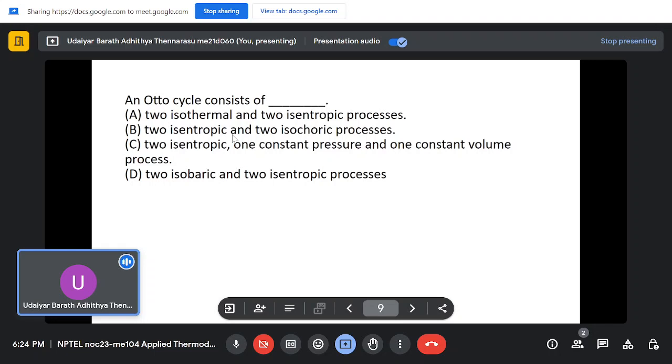Option C is the dual cycle. We have two isentropic, one constant pressure and one constant volume process. If the heat addition is split into two, then it's a dual cycle. Option C is not the diesel cycle, because the diesel has constant volume heat rejection and constant pressure heat addition. D, two isobaric and two isentropic, will be the Brayton cycle, which we'll be seeing in the coming weeks. So the answer is option B.